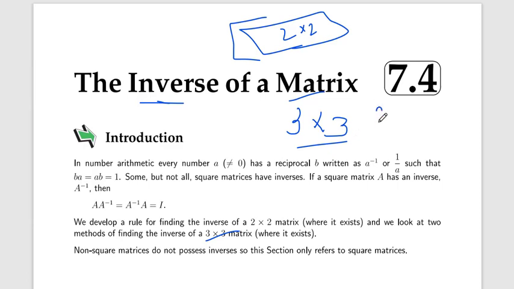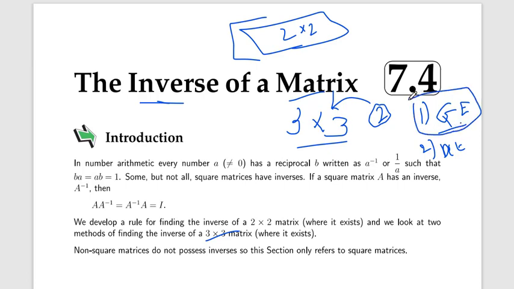There are two methods to solve a 3 by 3 matrix. One is what we talked about in the last lecture, Gauss elimination and Gauss Jordan. The second method is the determinant method, with cofactor and minor. In today's lecture we talk about Gauss elimination to find the inverse of a matrix, and in the next lecture we will discuss the determinant method.